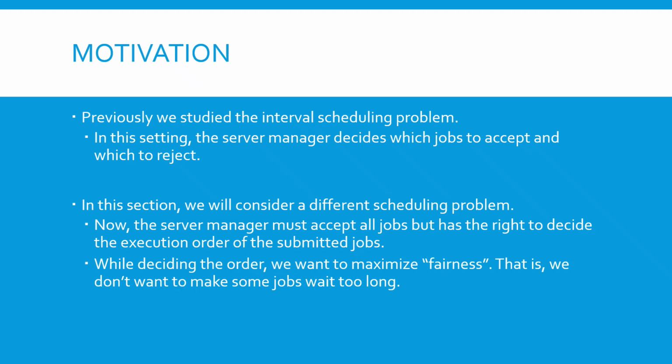Recall the interval scheduling problem from the previous section. In that problem, we manage a single-threaded server and aim to maximize the number of jobs executed. The constraint is that no two accepted jobs overlap in time. We now consider a different scheduling problem.